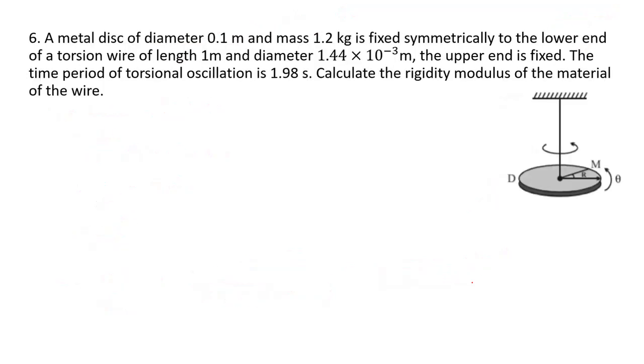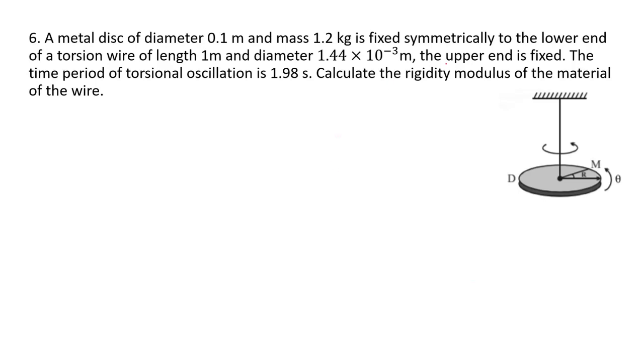Let's move on to the last question. A metal disc of diameter 1 meter and mass 1.2 kilogram is fixed symmetrically to the lower end of a torsion wire of length 1 meter and diameter 1.44 into 10 to the power negative 3 meter, the upper end of which is fixed. The time period of torsional oscillation is 1.98 seconds. Calculate the rigidity modulus of the material of the wire.